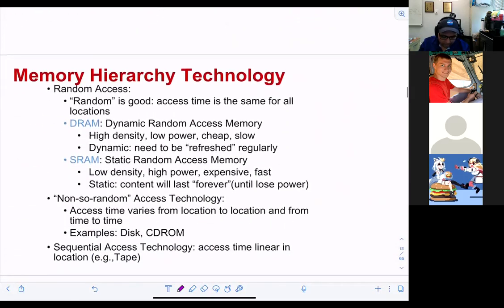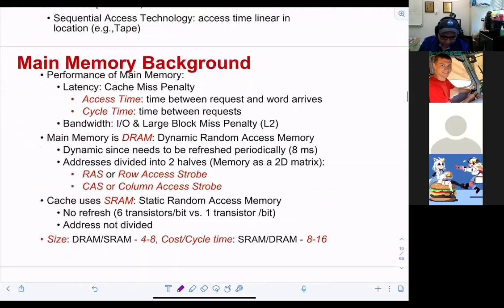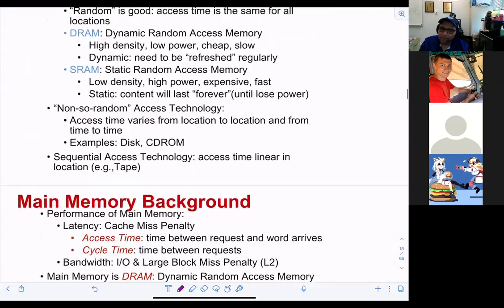We can, you know what, let's finish these 2 slides so we can stop on the caches, okay?